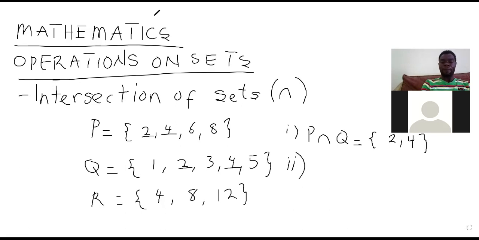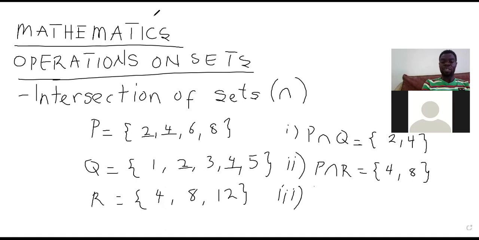If you are being asked to find P intersection R, members that are in P and at the same time in R, okay? So we are being asked to find P intersection R. Good. So that will be, we have 4 in P, 4 in R, 8 in P, and 8 in R. So 4, 8. Good.